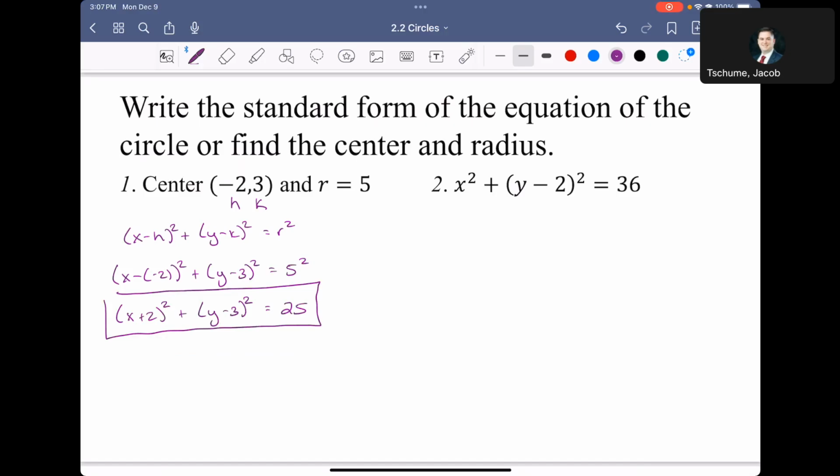And as I noted at the end of the last slide, remember, when a value is negative, it actually becomes a plus, as you can see with the x plus 2. But when you have a minus built in, that means the value is positive, as you can see with the k.